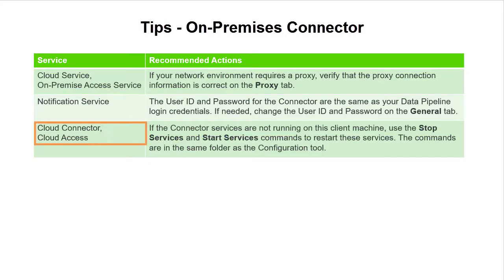For the connector service and cloud access service, stop then start the connector services using the Stop Services and Start Services commands. They are in the same folder as the Configuration tool. Return to the Configuration tool and rerun the test.